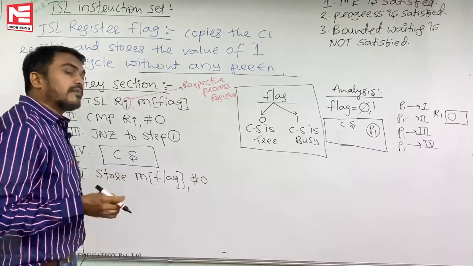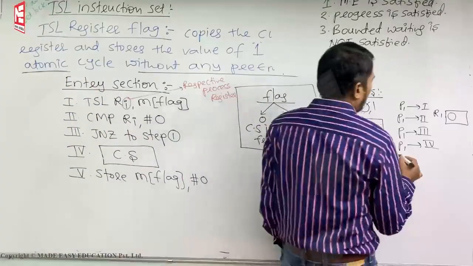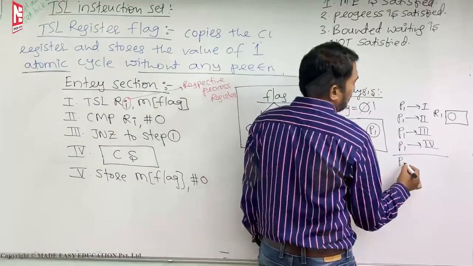So now I am checking the bounded waiting. So now P1 is in the critical section. Now P2 is trying to enter. Let's see what will happen.